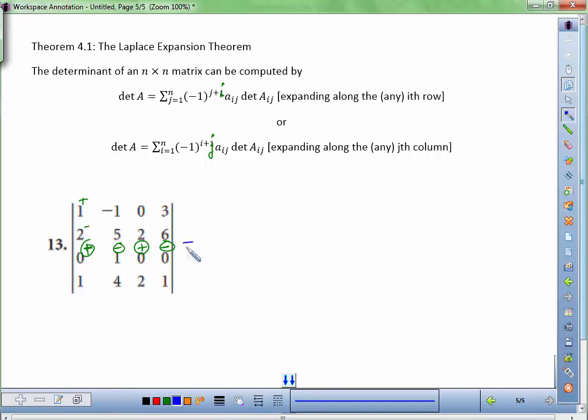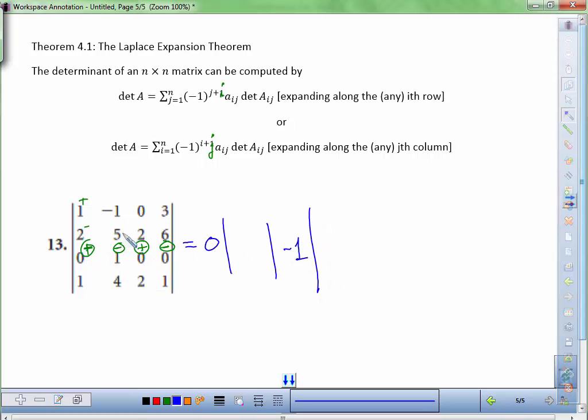So this is going to expand as 0 times the determinant of something, I don't need to put this. Now I have a -1, so this is what's going to count. I'm going to cross out the row and column that that element is in, and I'm going to have my submatrix, the 3, 2 minor, they call it. That would be 1, 0, 3, 2, 2, 6, and 1, 2, 1.